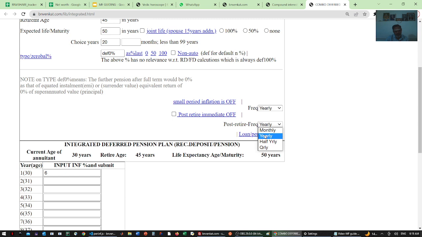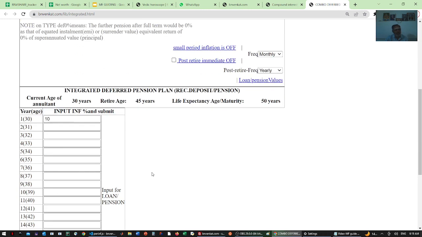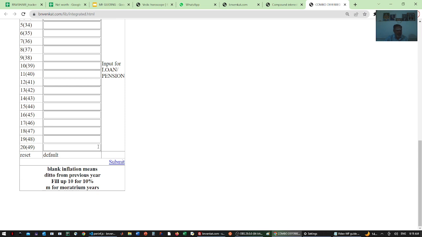Then yearly. Let us invest monthly, that is, frequency is monthly, post-retirement frequency is yearly, and the education expenses are increasing at the order of 10% per annum. Therefore, we should have a top-up of 10%. Our inflation protection is 10% per annum, throughout the first 15 years as well as the next 5 years. Let us submit it now.